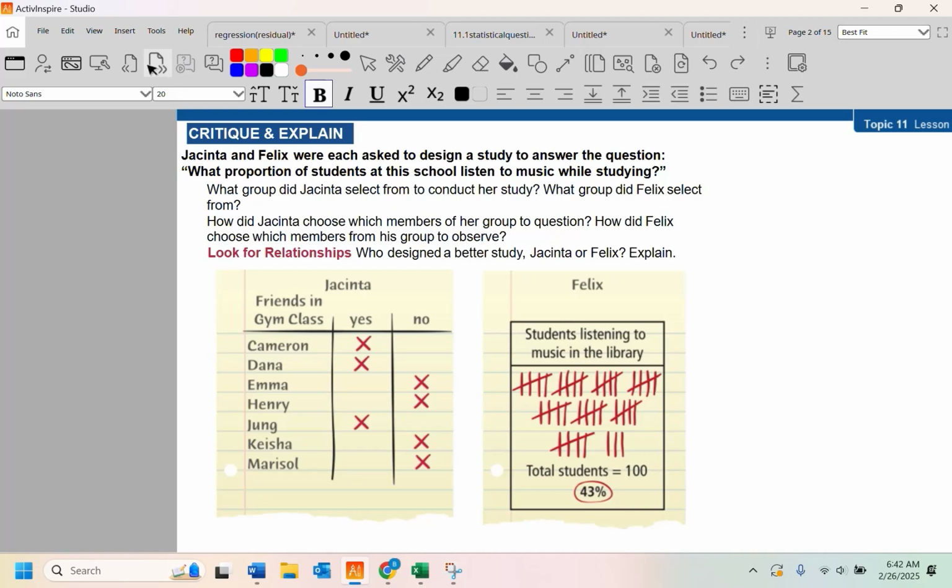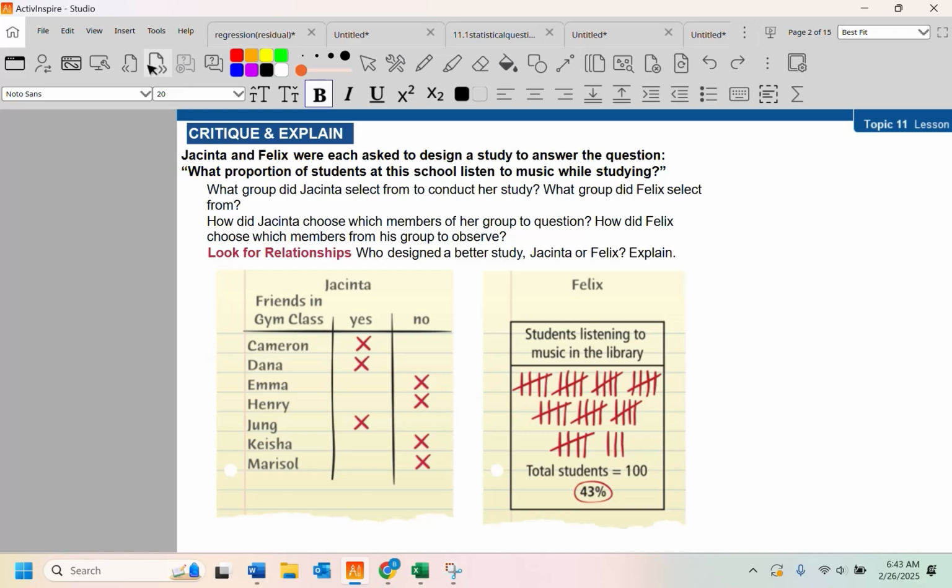Now, I've walked down to the gym a couple of times, and a lot of kids are sitting around doing nothing, listening to music. So Jacinta's question is definitely loaded from the get-go. Felix went to the library. Then the kids in the library are probably studying. And you'll notice that the kids in the library weren't listening to music, but go to the ones in gym class, and they were. So anyways, how did Jacinta choose? Jacinta chose her friends. Felix just apparently questioned everybody that he saw in the library.